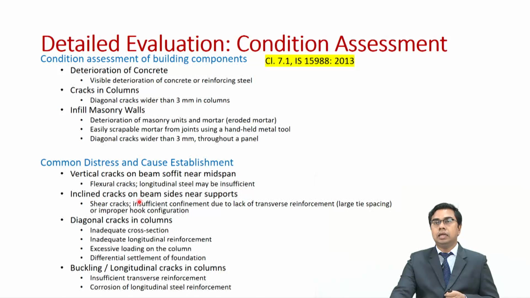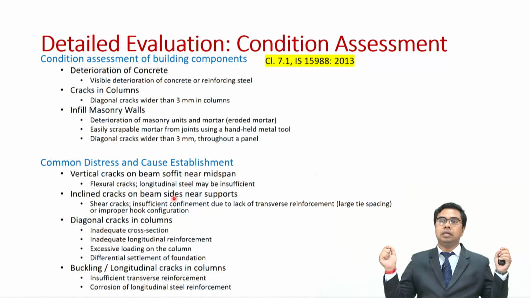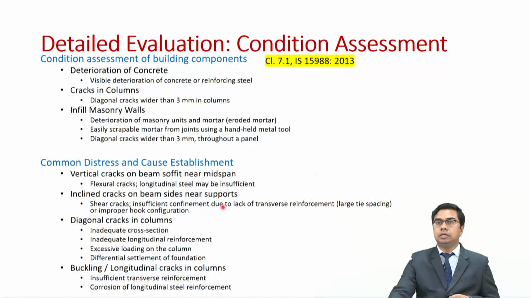If you observe inclined cracks on the beam sides near the supports, then we can tell such cracks are shear cracks, and it might be due to insufficient confinement in the beam. How do you get the insufficient confinement? If you have lack of transverse reinforcement, which means if you have large tie spacing or improper hook configuration, then in such cases you will have insufficient confinement in the member, which will lead to shear crack. Such cracks are quite common in deep beams.